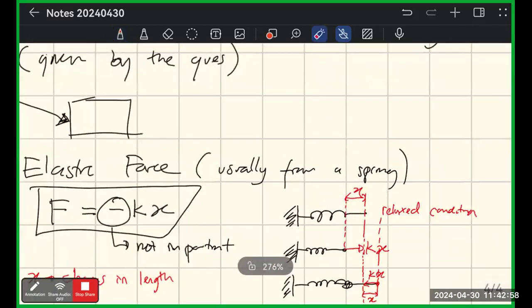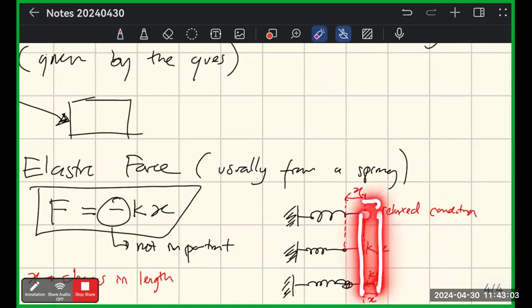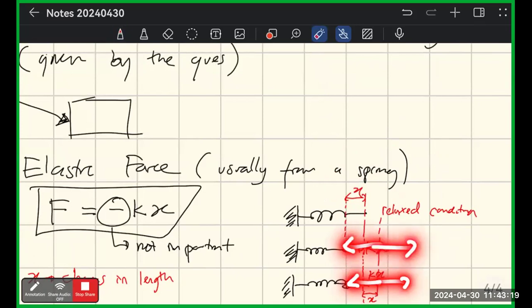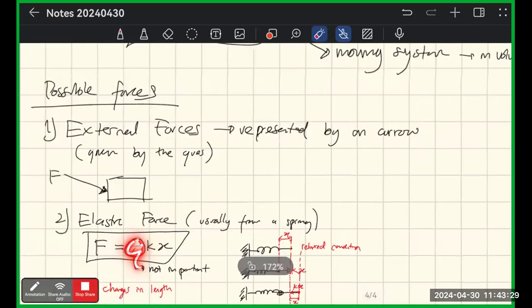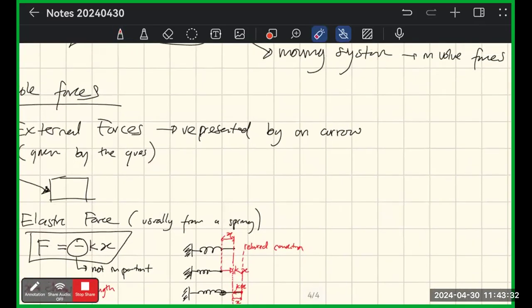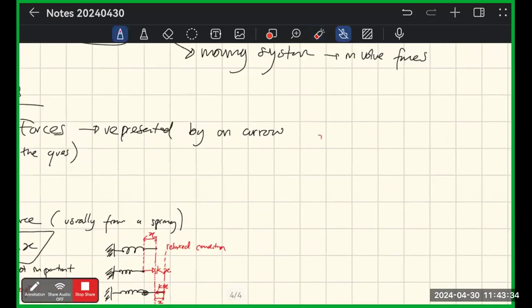Okay, because this is the relaxed position, it's elongated to this point, so it will have a change x here. Because you pull this spring to the right, of course the spring will pull you back to the left, and because you push this spring to the left, it will push you back to the right. That's the direction. As long as you understand the direction, this minus is just not important. You just imagine that there's no minus sign there. It's not important.